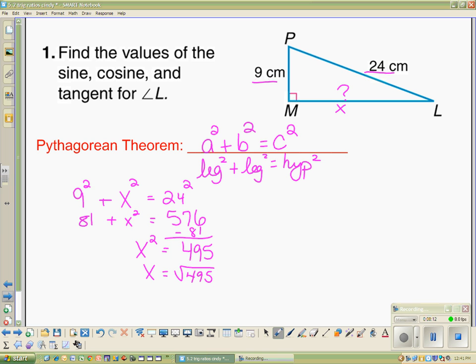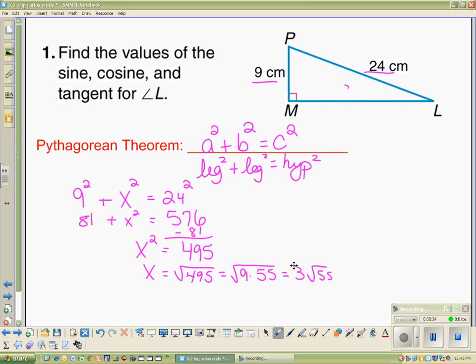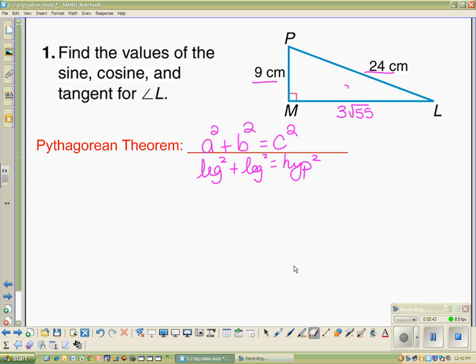And I suppose we should reduce that down. I pause for a moment. 495 could be thought of as 9 times 55, and that means this is going to be a 3 root 55. So my side up here, I have just found, is 3 root 55. Now, the work that we want to do is to find all of the three basic ones, the sine, the cosine, and the tangent of them.